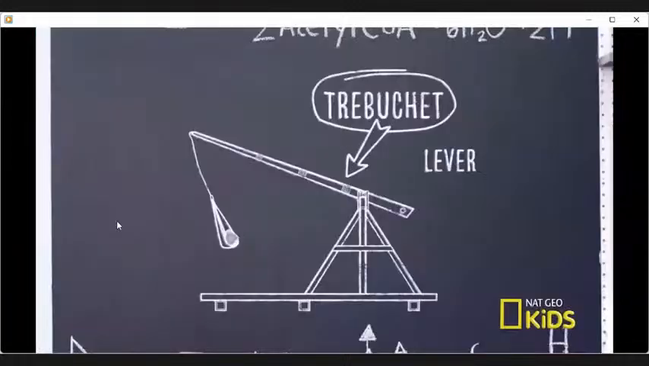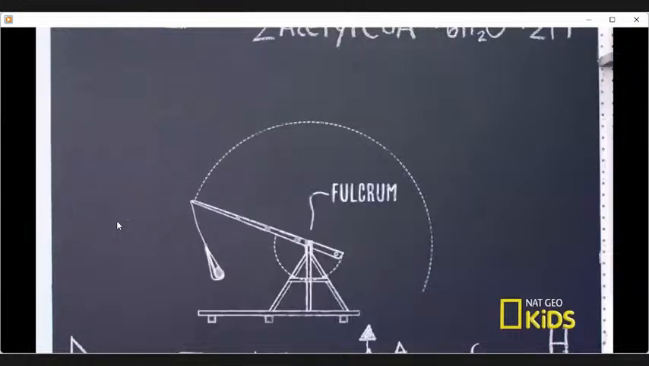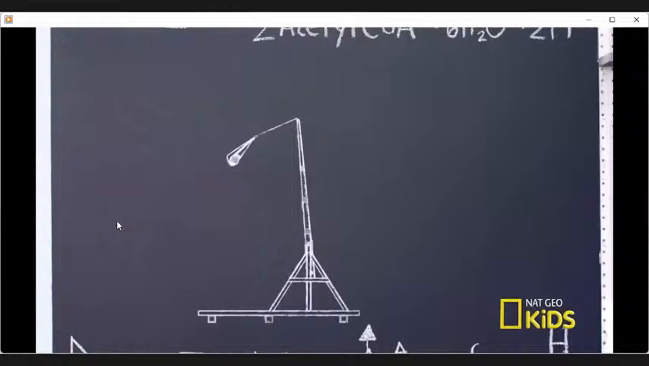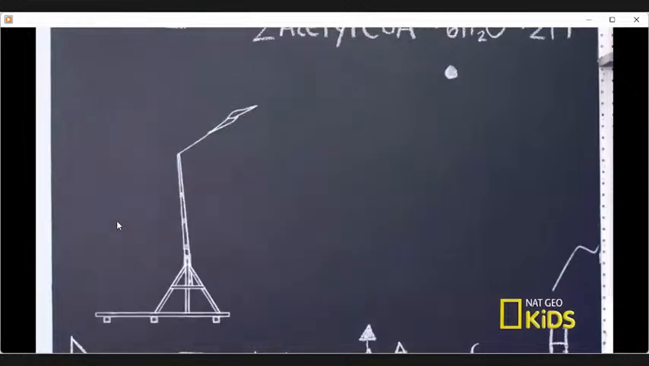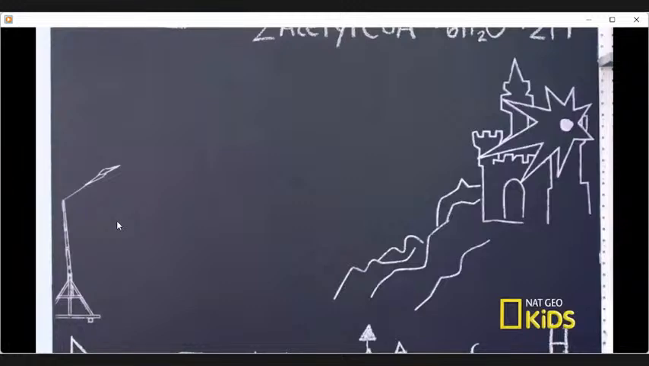It works on the principle of a lever. So it will have a lever, then there is a sling holding the rock, and there is a fulcrum. Along with that, the lever is turned, and now the stone is thrown through that sling. The stone will be thrown like this using that mechanism, and it will hit the walls of the castle.